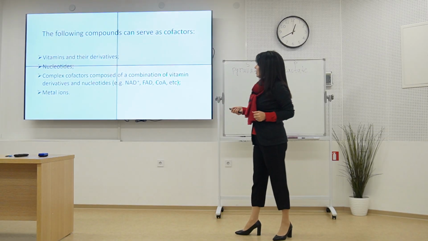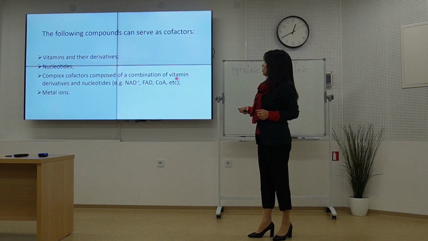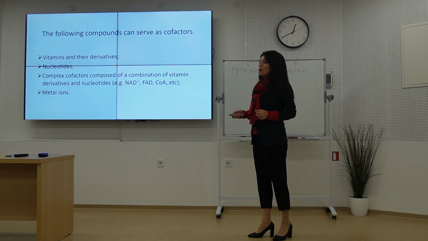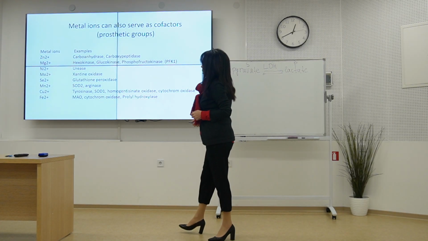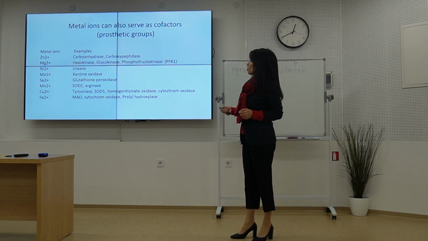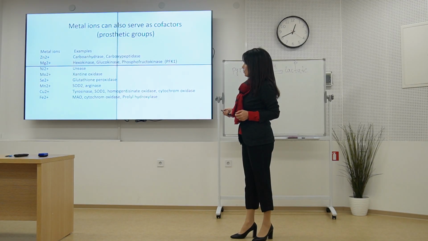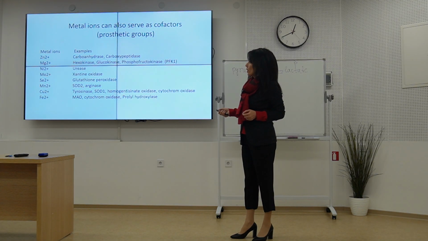Which compounds can serve as cofactors of vitamins and their derivatives? Nucleotides. There are complex cofactors composed of a combination of vitamins and nucleotides, and metal ions. Metal ions can also serve as cofactors. Actually, they are prosthetic groups because of the covalent bonds, the contact with the protein part.